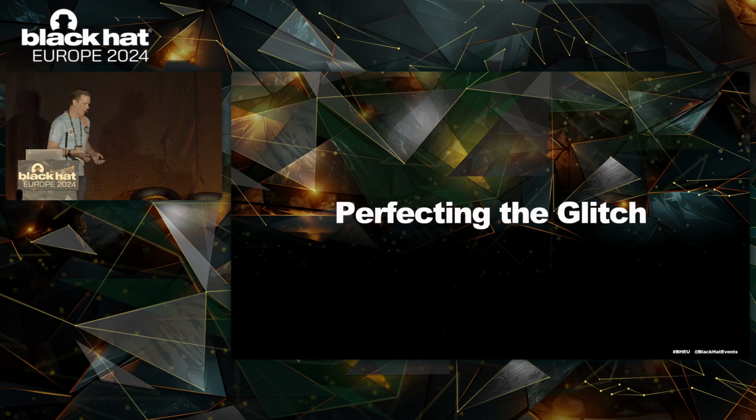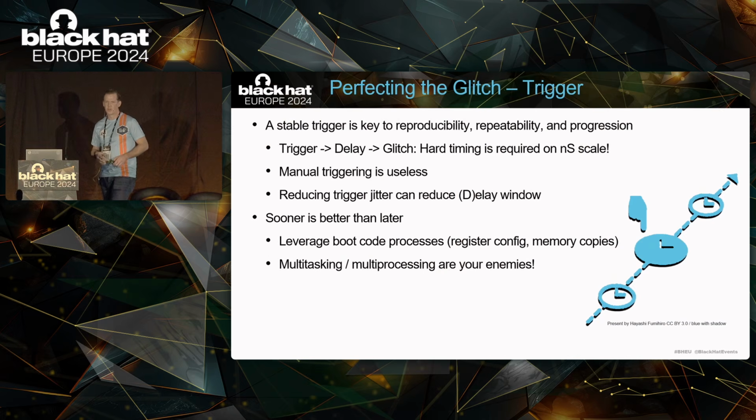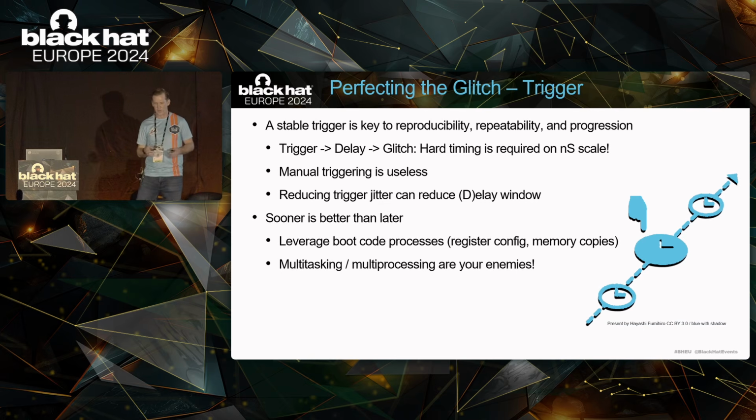Once you have calibration, you've picked a sensitive spot, and you're progressing in your attack, let's talk about things you can do to optimize it and have better results faster. As Thanos mentioned, a stable trigger is really important. You're going to need hard timing between your trigger, your delay, and your glitch, and it needs to be on the nanosecond scale, in the order of clock cycles. If you don't have this, you're not likely to be successful.